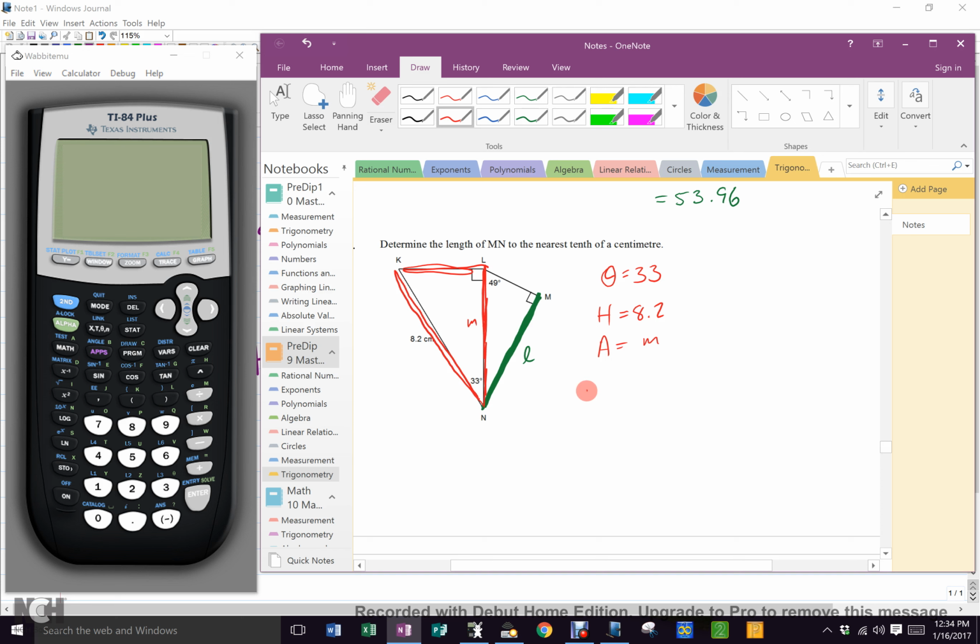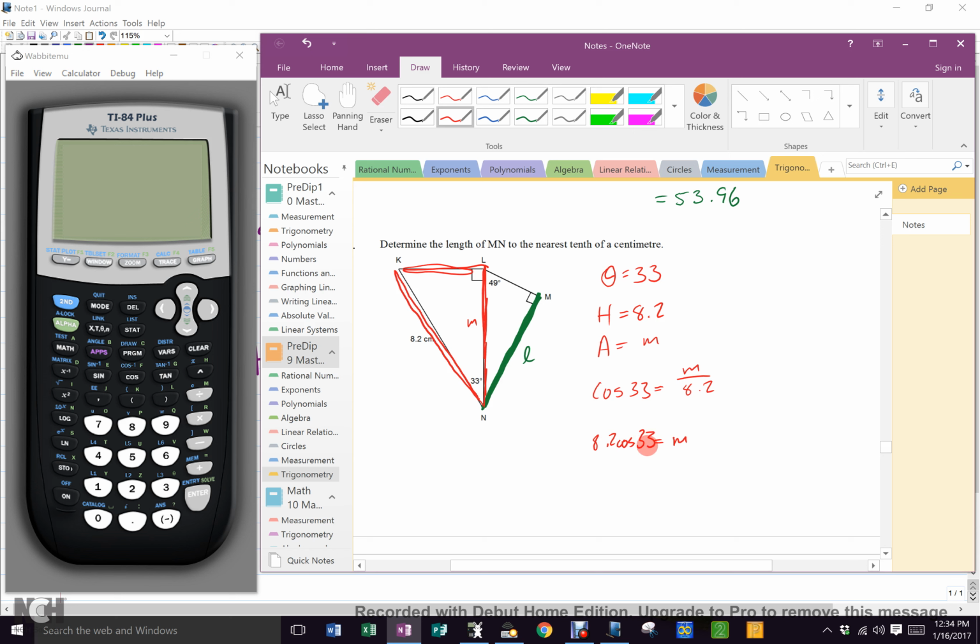So I need little m equals cos 33. Actually, I'm not going to write it that way. I'm going to write it properly. Cos 33 equals little m over 8.2, yes? So what is little m? 8.2 cos 33. Should I go to my calculator yet?